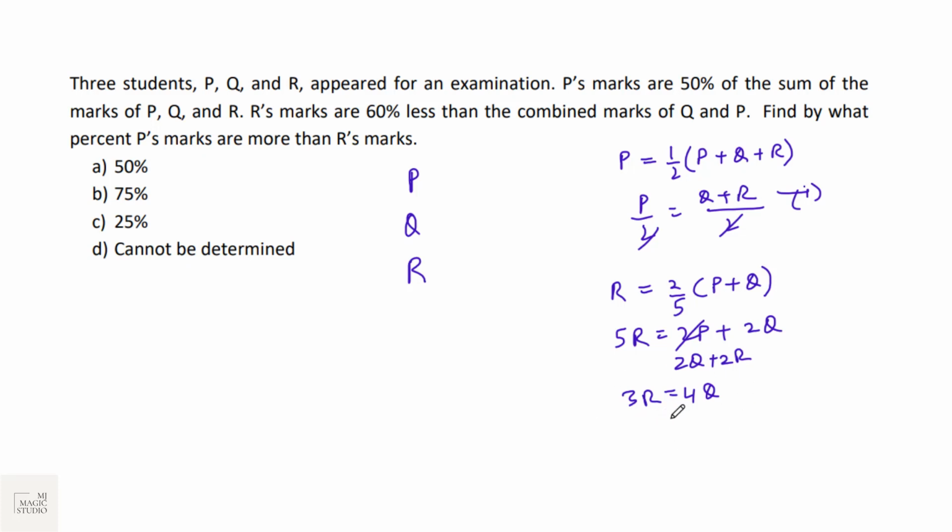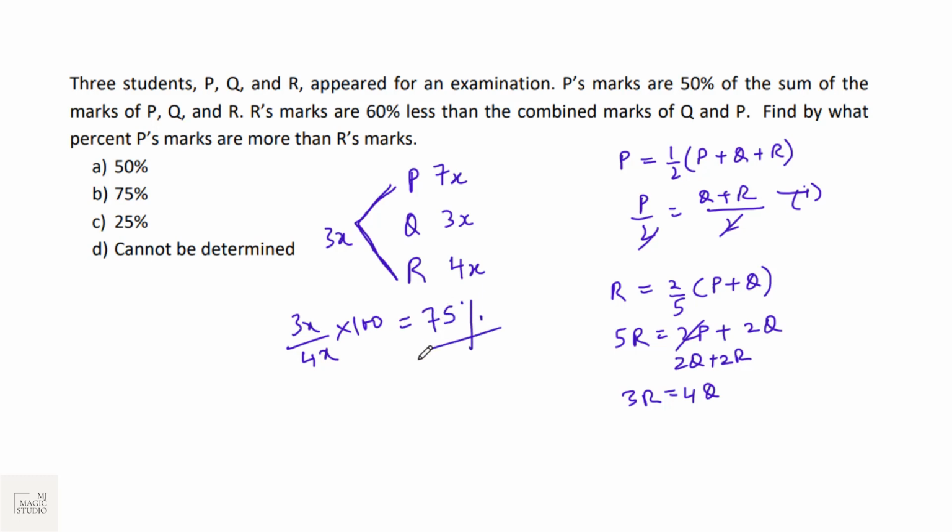We have a ratio of R and Q. So if R's marks are 4, then Q's marks is 3. And now we know that P is equal to Q plus R, then P is 7. These are the marks of P, Q, R. Find by what percent P's marks are more than R's marks. P's marks are more than R's marks by 3x. Percentage with respect to R would be 3 by 4 into 100, that is 75%. P's marks are 75% more than R. Option B fits in.